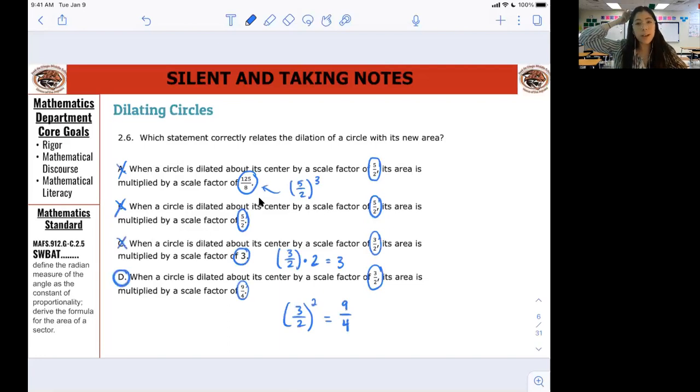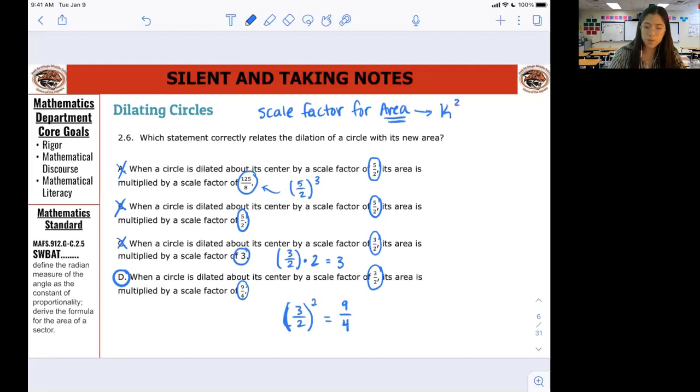All right, so one more time, just to make sure we understand. So we multiply the denominator by the power of 2. Both the numerator and the denominator, yes. Okay, so the scale factor for the area is k to the power of 2. Make sense? Any last questions on that?